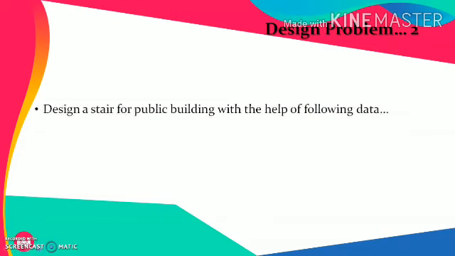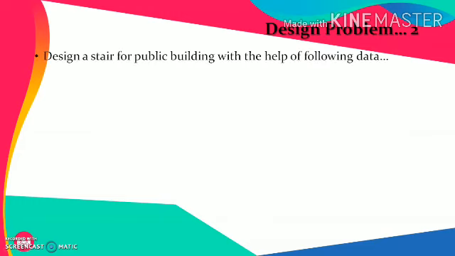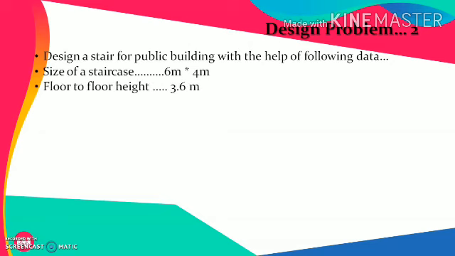Now let's start to understand this second problem. So here we need to design a stair for a public building with the help of the following data. The size of staircase is 6 meter by 4 meter, while floor to floor height to be negotiated is 3.6 meter. In this problem, along with that, the duct size for the lift has to be kept and is around 2 meter by 2 meter.